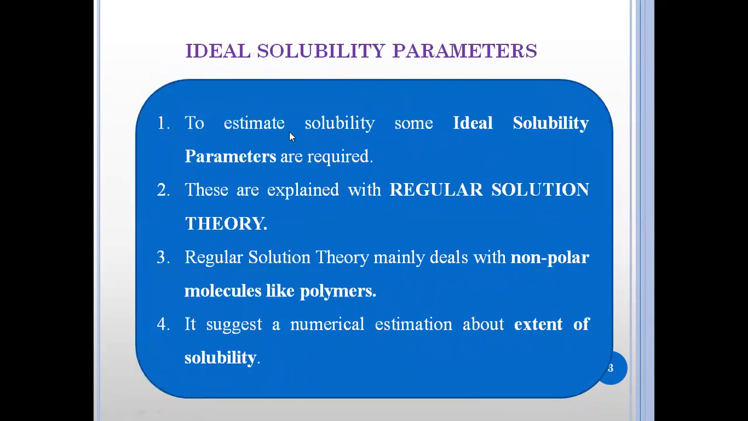To estimate ideal solubility, some ideal solubility parameters are required. Means to find out solubility, there are some ideal solubility parameters that should be considered or estimated. These are explained with a regular solution theory that we are going to discuss. Regular solution theory mainly deals with non-polar molecules, especially polymers. It suggests a numerical estimation of the extent of solubility. When we come to know what regular solution theory is, we'll come to know what the extent of solubility is.